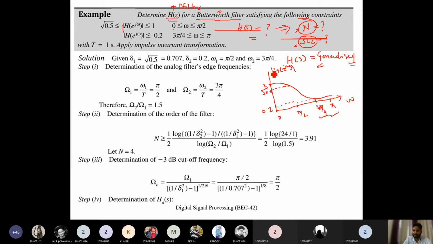we call it, or H of s we call it. So if in this frequency range the magnitude is less than 0.2, it means the highest will be at this point, and after that it will be reducing. So this is the highest, and beyond this frequency it is having a lower value than 0.2. So this is how we need to depict the given information.